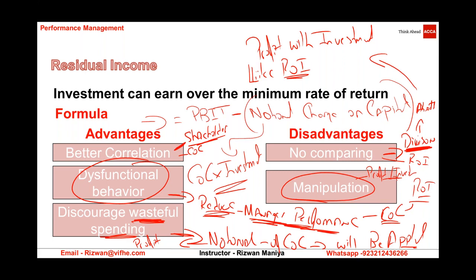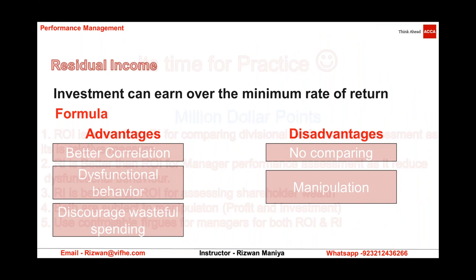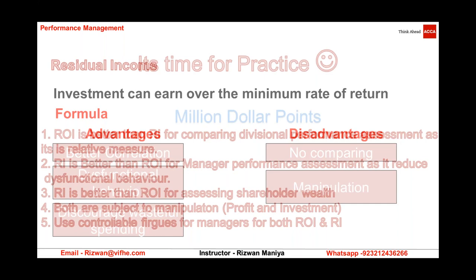Now coming back to my $1 million points, and I just want to clear the screen to revise things with you people to ensure that everything is clearly understood. So are we clear that ROI is better than RI for divisional performance assessment? Yes, because it's a relative measure. Are we clear that RI is better for manager's performance than ROI? Because it reduces dysfunctional behavior. RI is better than ROI for assessing shareholder wealth, because it focuses on cost of capital. Okay, for managers, we have to use which figure? Controllable.